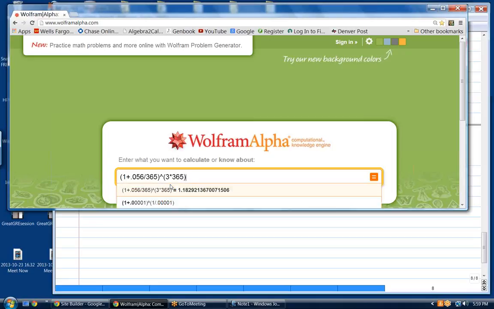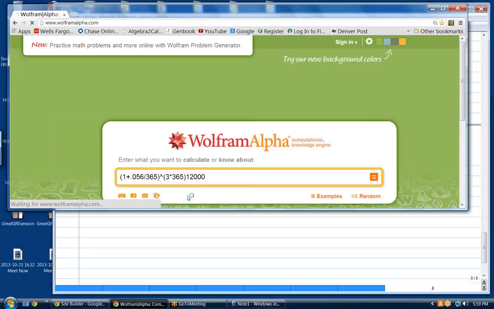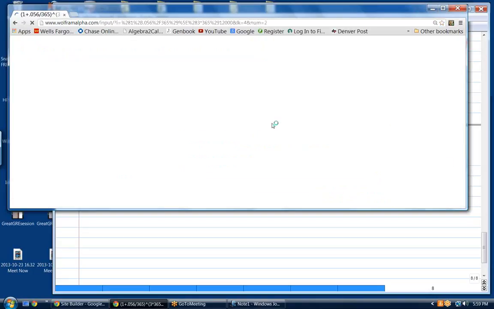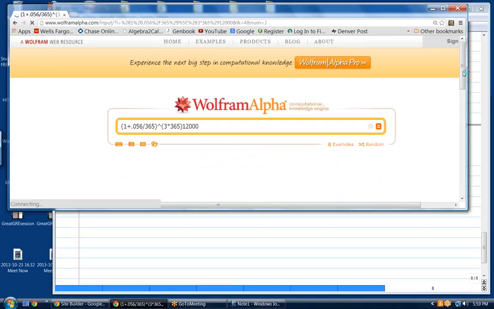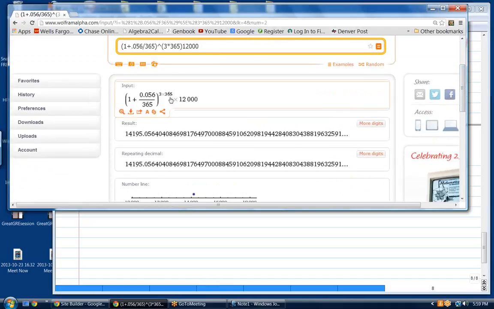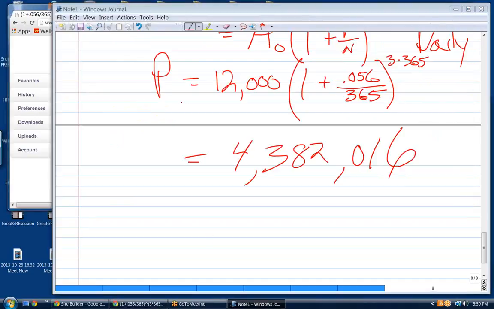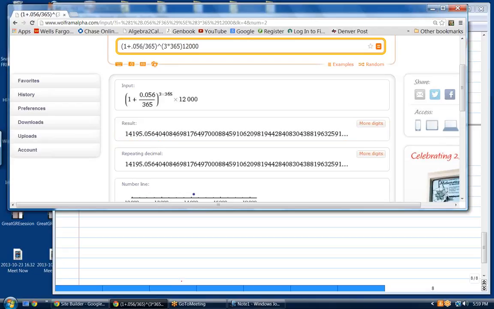And then we're going to multiply this number. Notice what that number is, 1.18. So I'm going to multiply that by 12,000. So our answer is 14,195. Let me make sure I wrote it right. Yeah, 14,195. What did you get? You got 4 million? Okay, I actually got it, because I didn't put parentheses around 3 times 365.